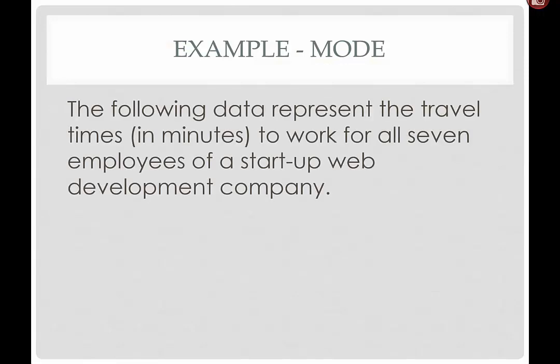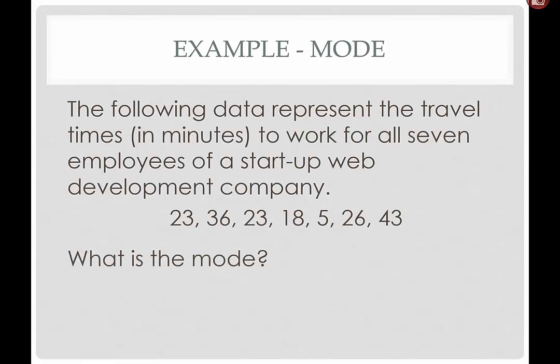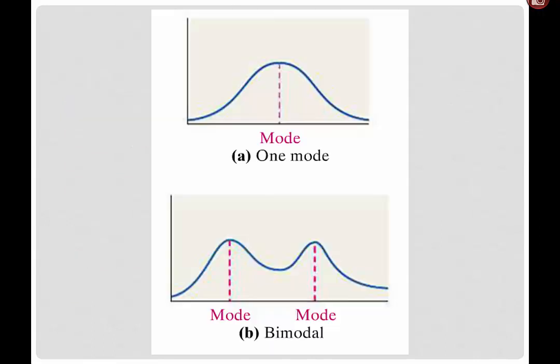All right, let's take a look at an example of mode. Okay, so the following data represent the travel time in minutes to work for all 7 employees of a startup web development company. So we've got these values, and we want to find out what is the mode. Well, which number occurs the most frequent or most often? 23. So that was pretty easy. There was no arithmetic involved in that one.